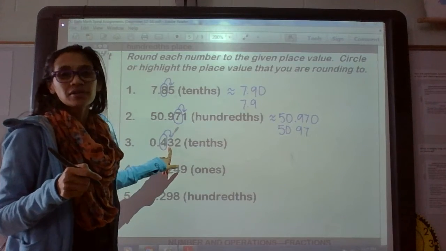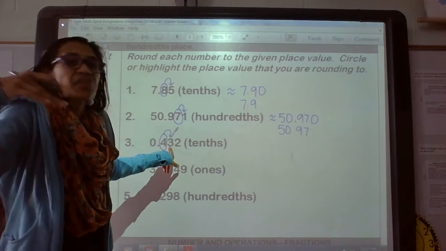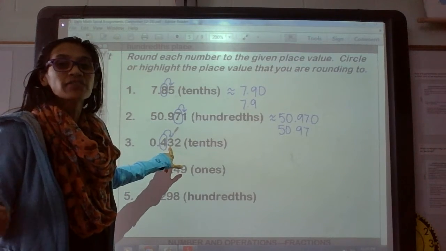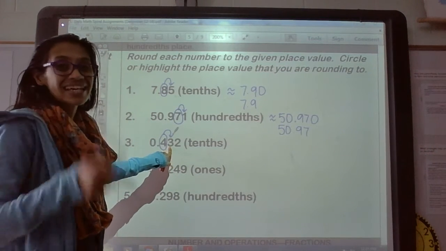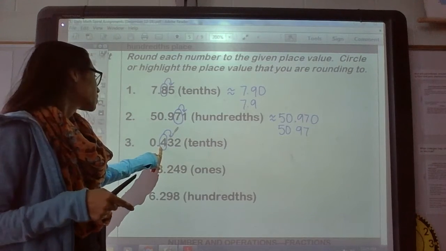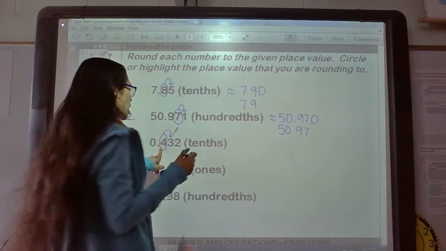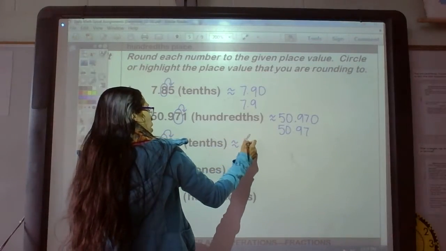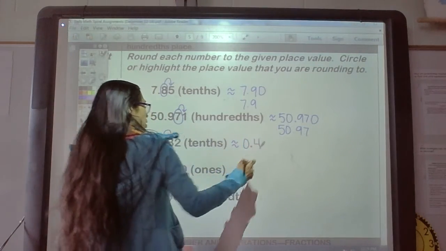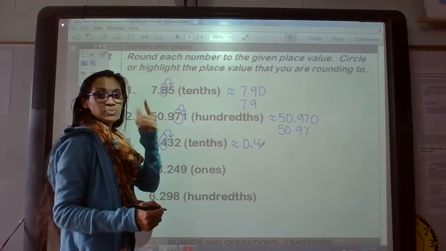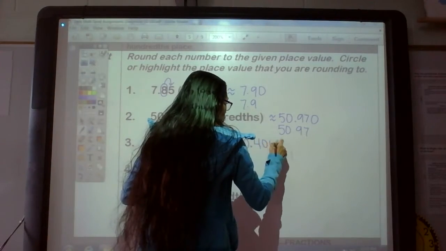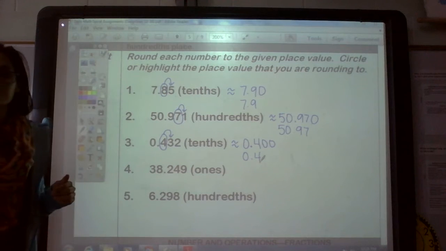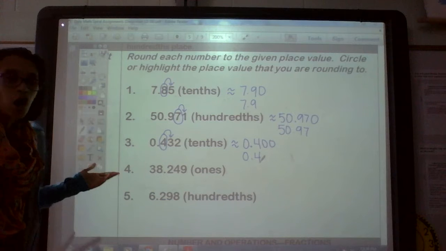Hey, number 3. What are you doing, number 3? Nothing much. I'm just rounding. Is that 3 less than 5 or is it 5 or more? It's less than 5, so what happens to this 4? It stays the same. So approximate symbol, 0, and then we'll write the decimal point 4. Then the rest become zeros, which is the same thing as just 4 tenths by itself like that. Yes, we are almost done.